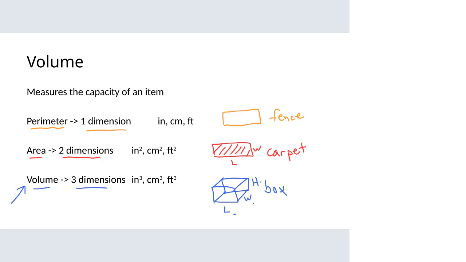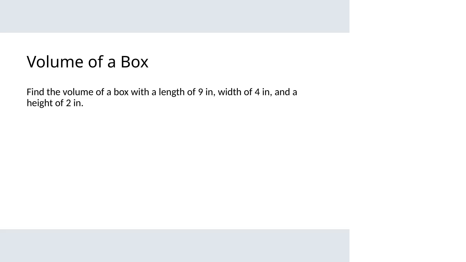Let's talk about the volume of a box. Find the volume of a box with length 9 inches, a width of 4 inches, and a height of 2 inches. Now, we could do this without drawing a picture, but all through chapter 1, I think being able to draw a picture is a valuable thing. So if we draw a picture of this box, and it doesn't have to be perfect, it's just a sketch. And this box has a length of 9 inches, a width of 4 inches, and a height of 2 inches. So there's our box. And we want the volume of this.